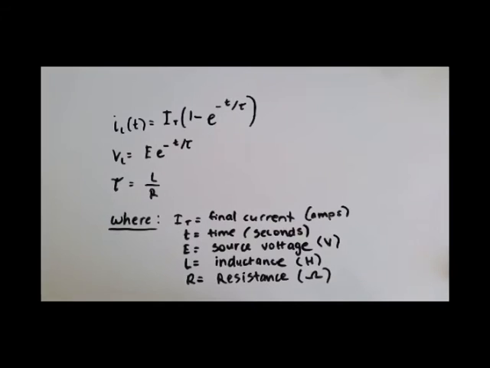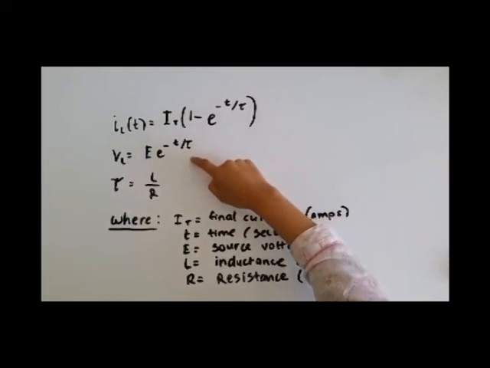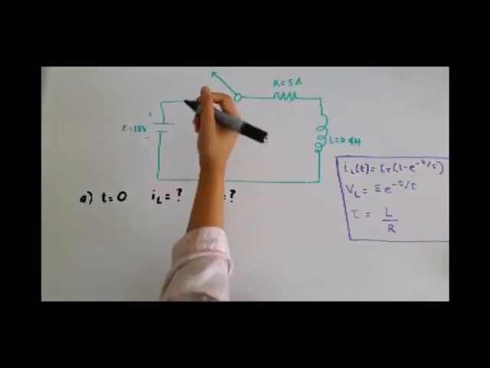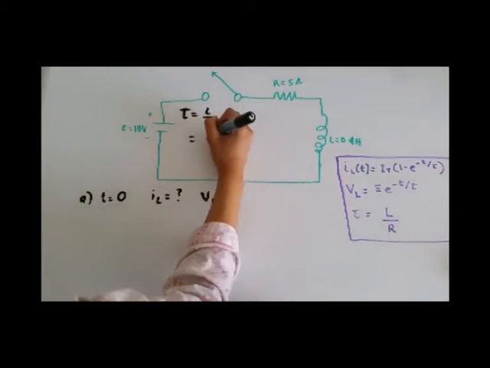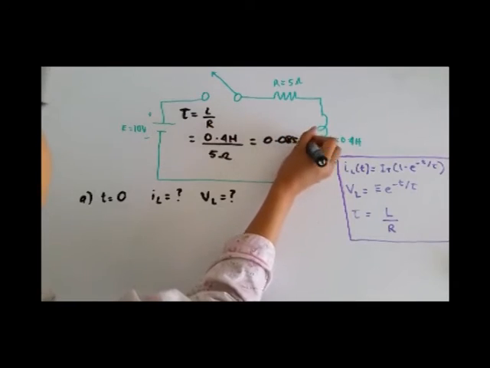When analysing RL circuits, these are our main equations. This equation tells us the current at any time, this tells us the voltage, and this gives us the time constant. Now let's go through these three questions. Before we do our calculations, let's first find the time constant, which is given by tau equals inductance over resistance. For our question, we get that the time constant is equal to 0.08 seconds.